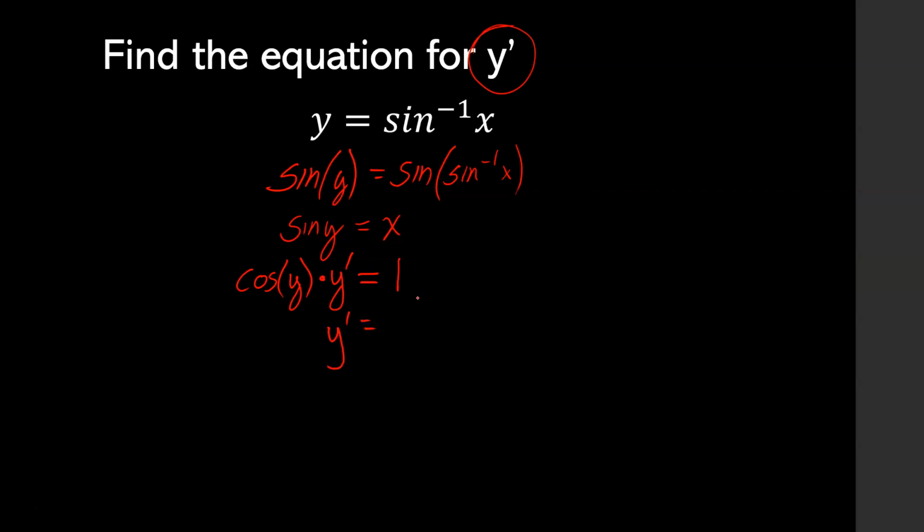y prime is 1 over cosine of y. That's not cosy, it's cosine of y. Put in parentheses, whatever you want. Now, this isn't wrong, 1 over cosine of y for the derivative of inverse sine of x. But it's likely the inputs I'm going to be given are x's, not y's. So I need to go back and figure out how to rewrite cosine of y in terms of x.